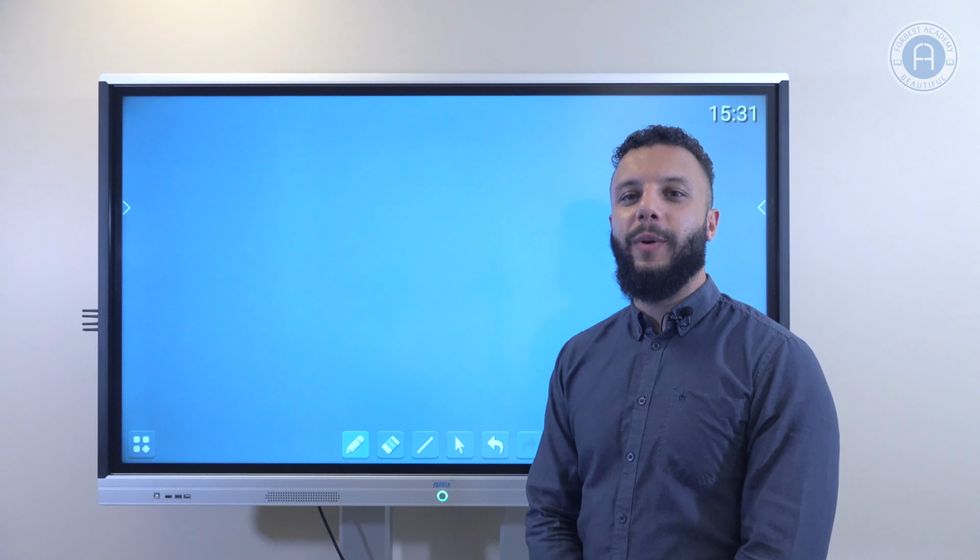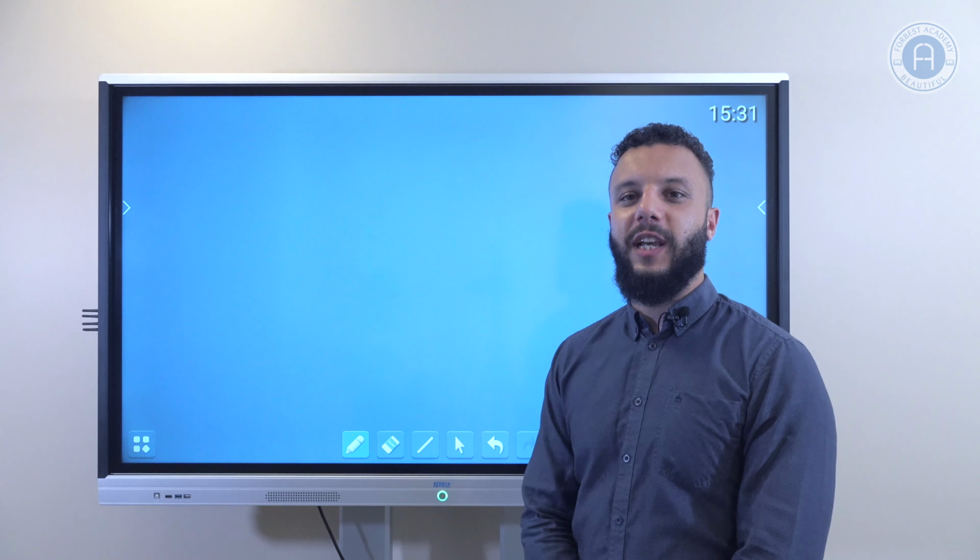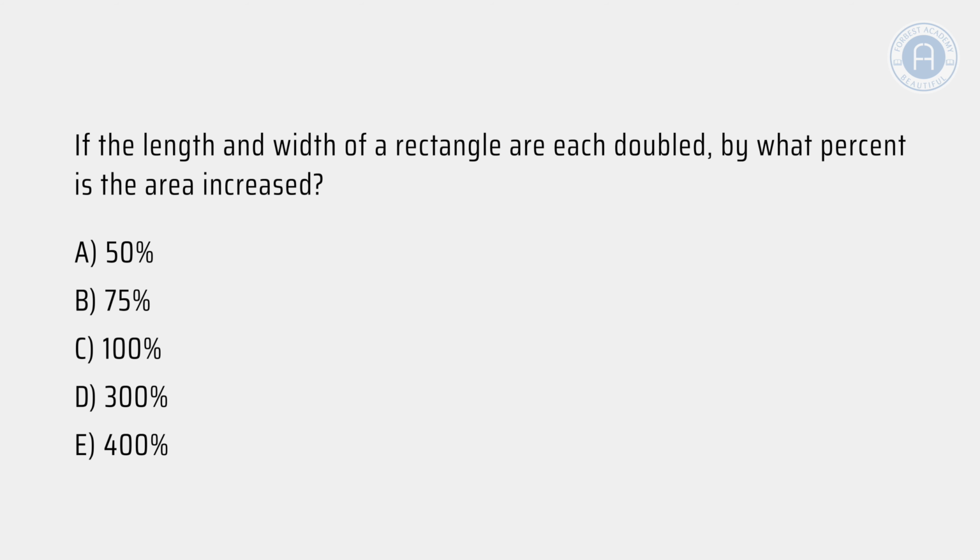In today's video, we'll be answering another SSAT math question. So let's begin. The question says, if the length and width of a rectangle are each doubled, by what percent is the area increased? A, 50%, B, 75%, C, 100%, D, 300%, or E, 400%.